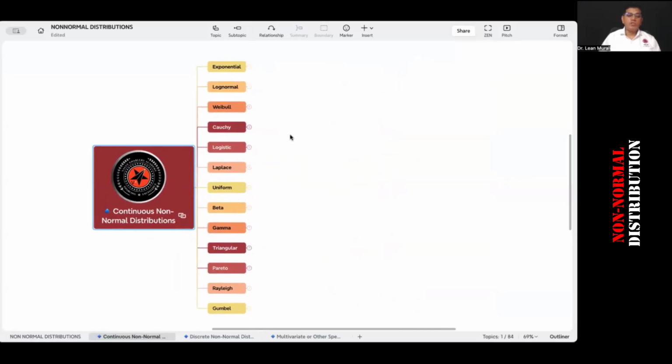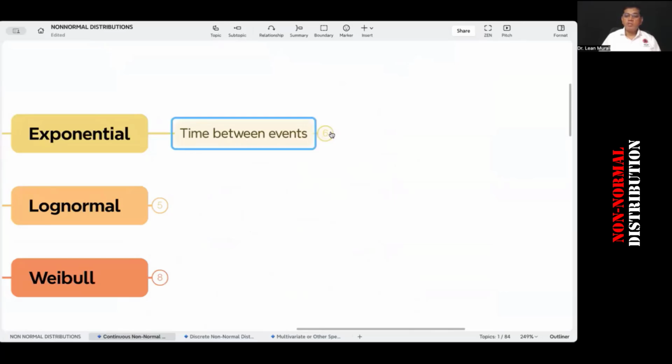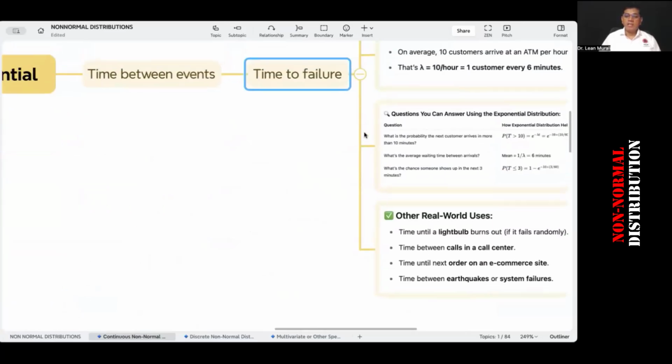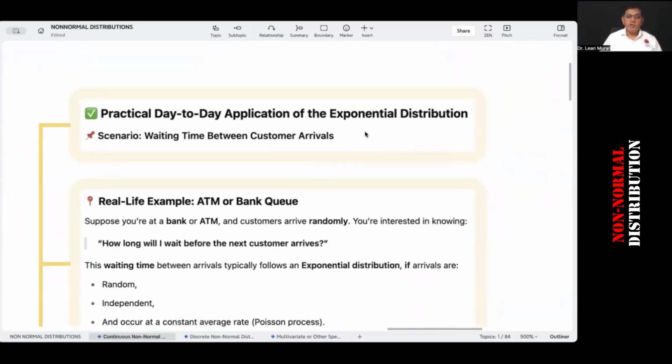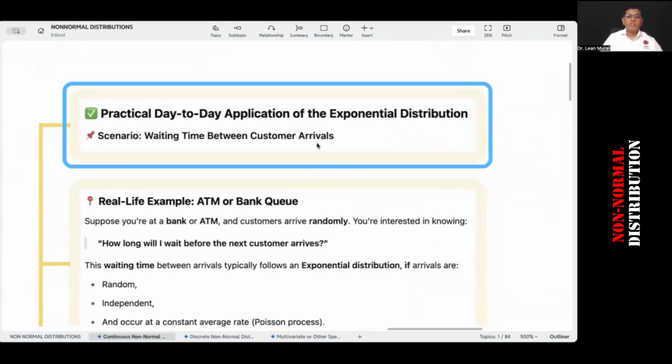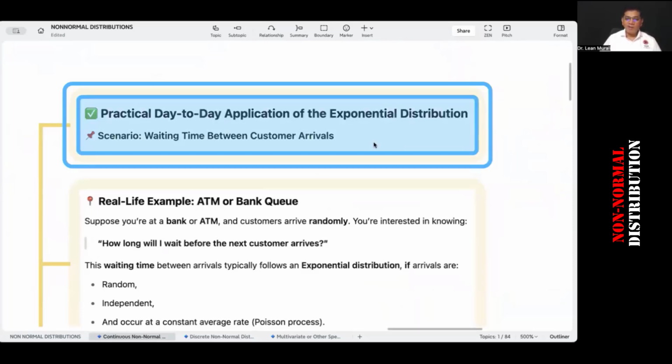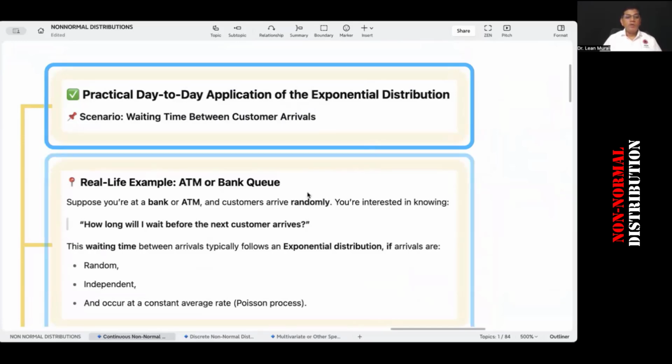Let us get into the continuous non-normal distributions. We have already said that exponential distribution is time to failure. Let us take some practical examples. The practical day-to-day exponential distribution is the waiting time between customer arrivals. Customer A comes, then customer B comes. Even at the mall counter, you wait, right? Even the ATM or the bank queue: how long will I wait before the next customer arrives?